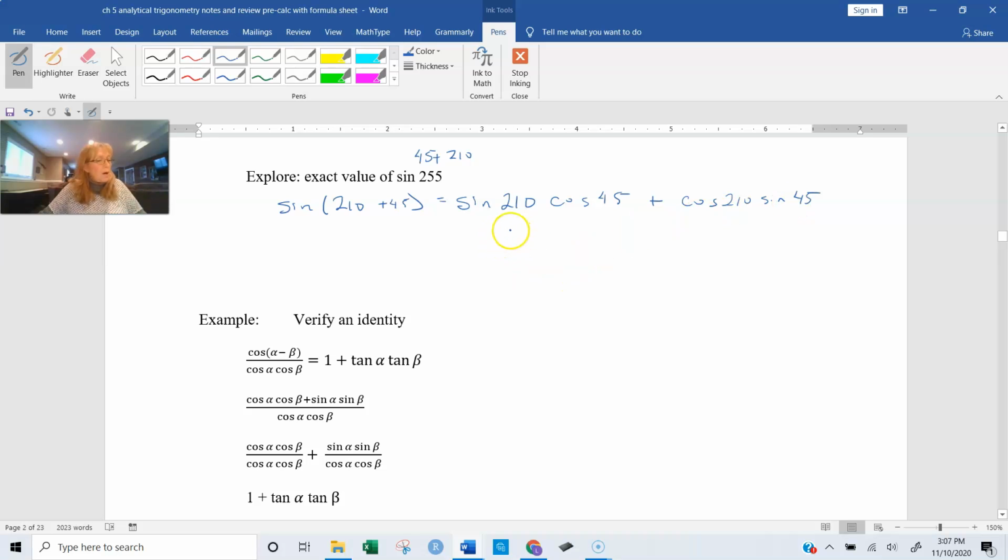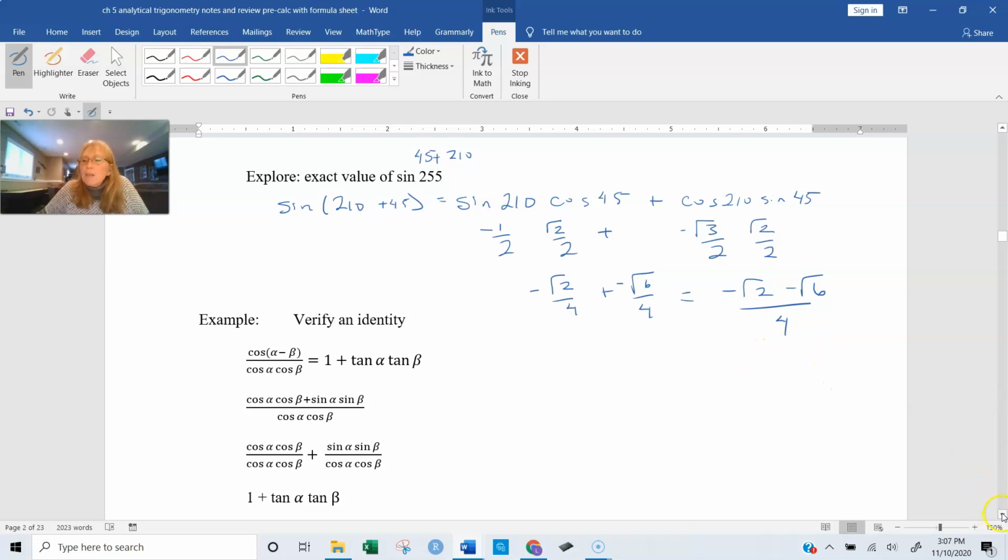Now, we have to know what those are. Okay, sine of 210, well, that's negative 1/2. Cosine of 45 is the square root of 2 over 2, plus the cosine of 210, that's negative square root of 3 over 2, sine of 45, square root of 2 over 2. All right, we should know those, correct? So this is negative square root of 2 over 4, plus negative square root of 6 over 4, which translates into negative square root of 2 minus the square root of 6, all over 4. Okay, I hope you did great.